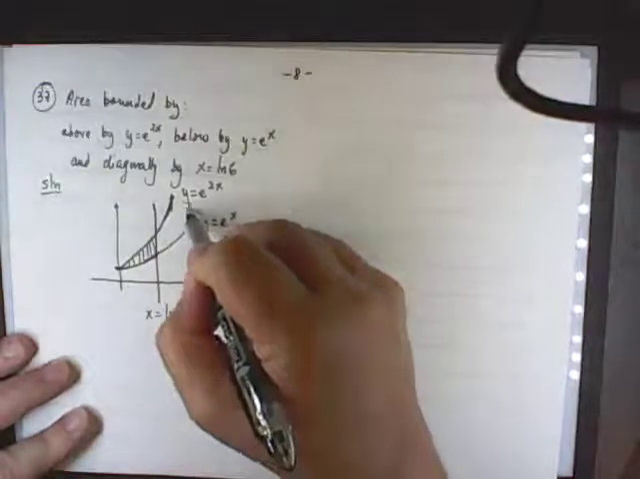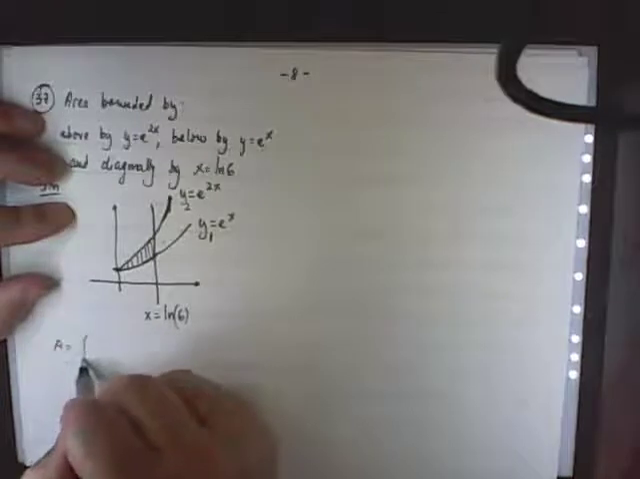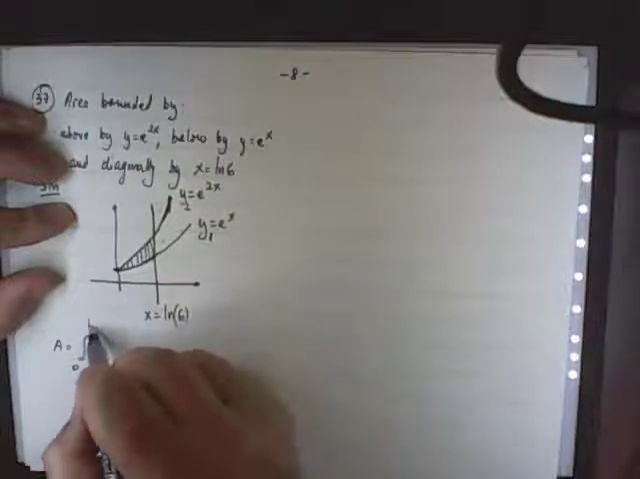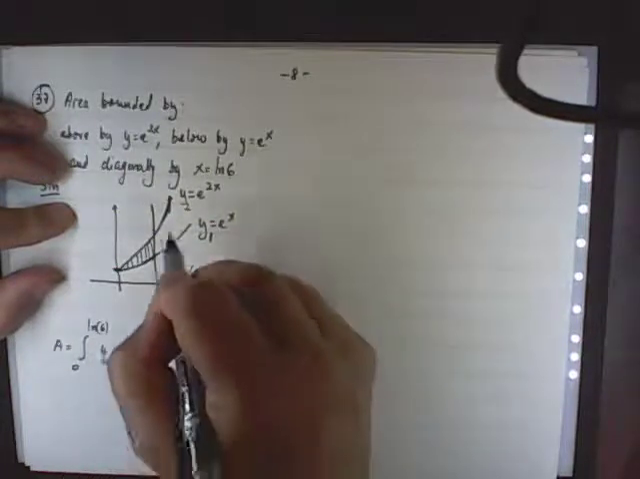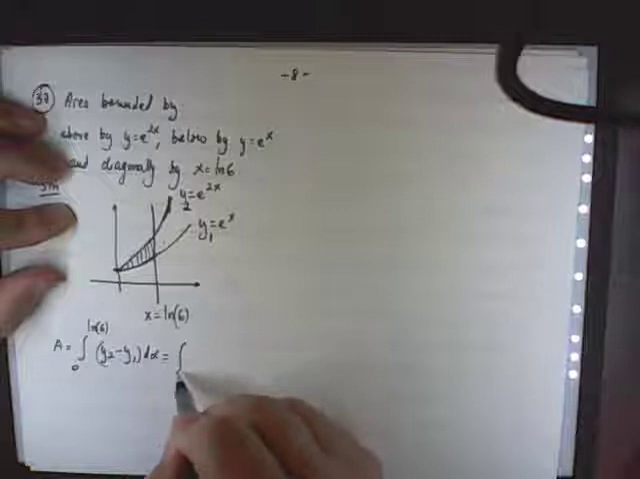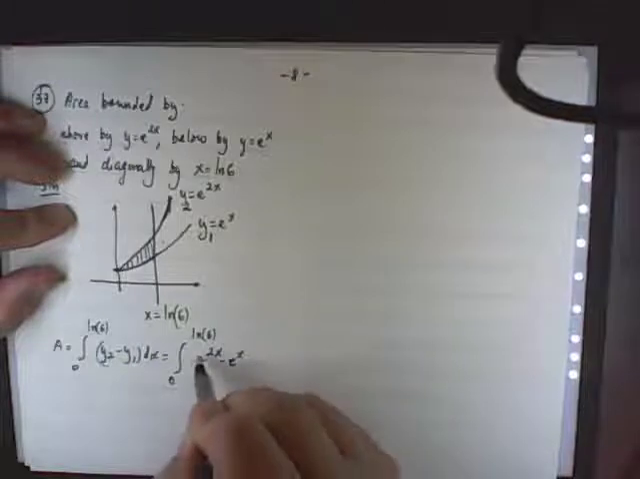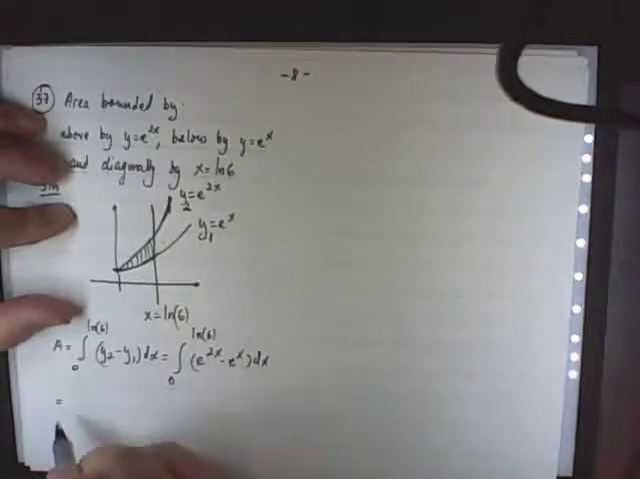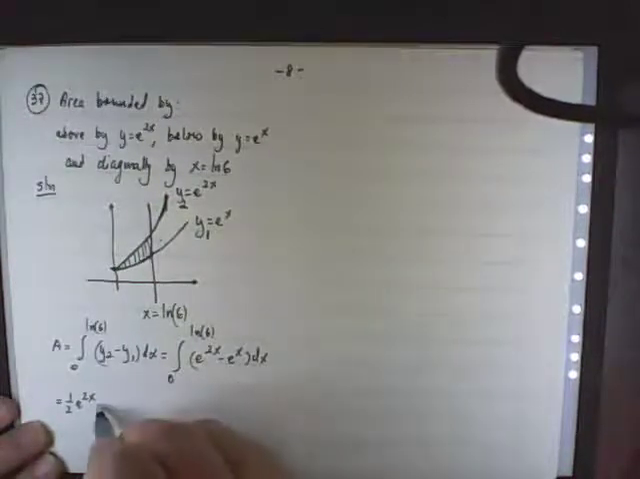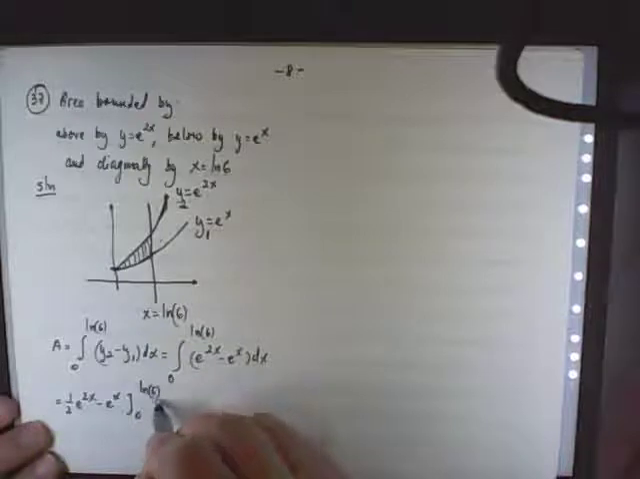If we call this y2 and this y1, it's obvious that the area will be the integral from 0 to natural log of 6 of y2, the top, minus y1 dx, or the integral from 0 to natural log of 6 of e to the 2x minus e to the x dx. Now the antiderivatives are easy. The antiderivative of e to the 2x is 1/2 e to the 2x, and the antiderivative of e to the x is e to the x, and we evaluate from 0 to natural log of 6.